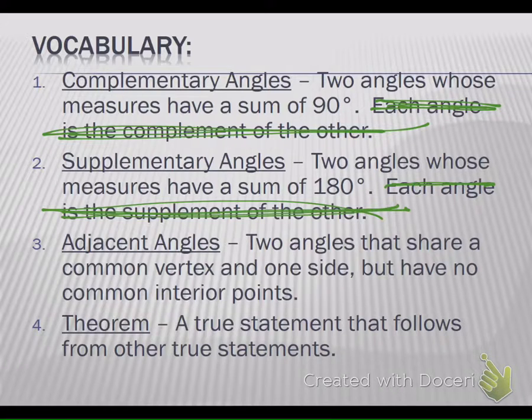All right, so complementary angles, it's two angles whose measure has a sum of 90 degrees. Sum means add, right? And 90 degrees makes a right angle. So if two angles go together to make a right angle, we call those complementary angles, okay? So a picture of complementary angles, if you wanted to add this in, it'd be two angles that, when put together, make a right angle, okay?